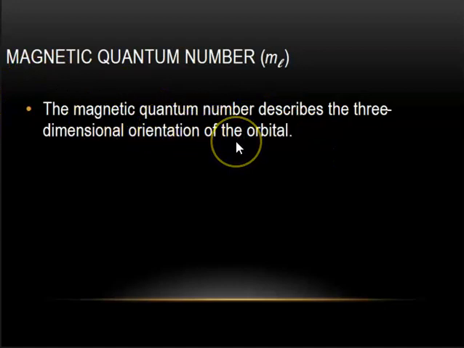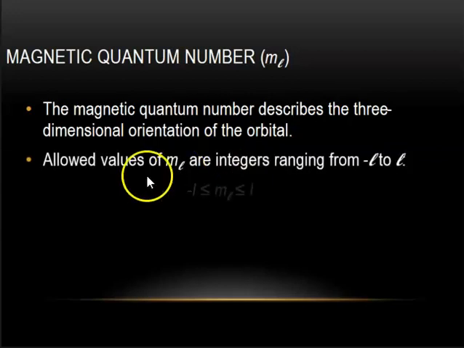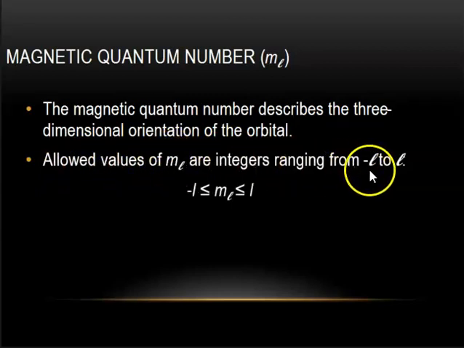Now, just like L depended on N, M sub L depends on L. So these are all kind of snaggled in here. So the allowed values of M sub L, they're going to be integers, and it goes from negative L all the way to positive L in integers. So what the heck am I talking about?